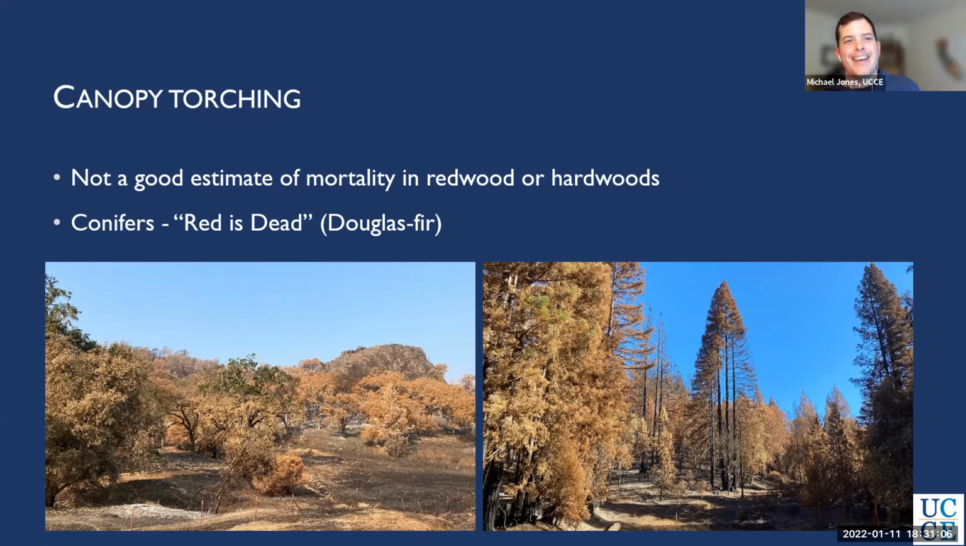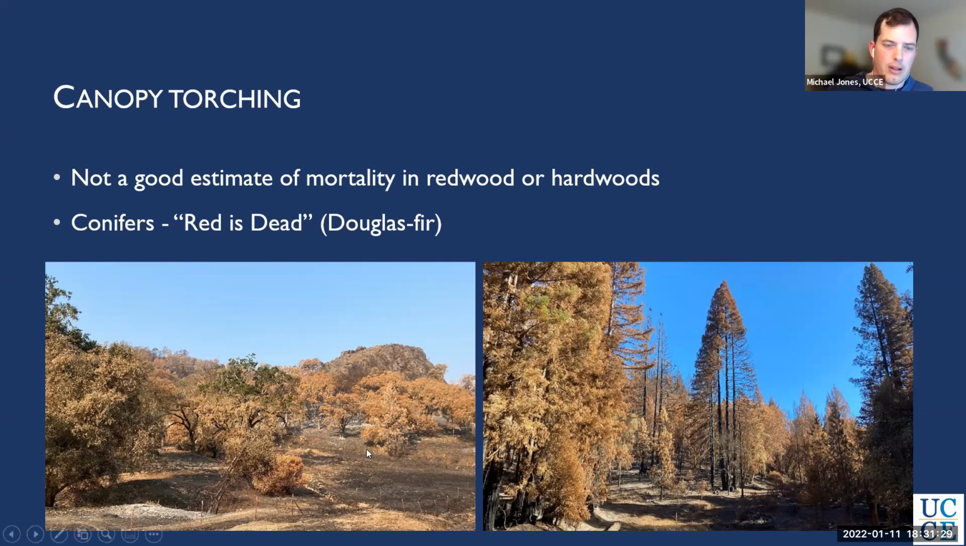But unfortunately, in these kind of fire-embracing species that can resprout, like redwoods, for example, which are just kind of alien trees, they can produce epicormic sprouting from basically every tissue structure. Canopy torching isn't a guarantee that you're looking at mortality or significant damage.